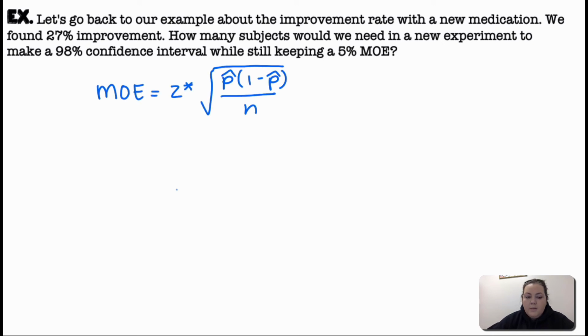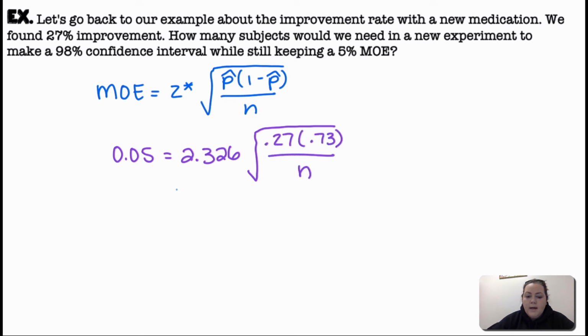So I'm going to fill in the pieces here. The margin of error needs to be 5%, so 0.05. Z star at 98%, I would have to use my calculator to do an inverse norm or use a table to find that z star for 98%. I know that p hat is 0.27 and 1 minus p hat is 0.73. I don't know n. So now I'm going to do some algebra to solve for that n. I'm going to show you all the steps just because we don't do algebra that much in this class, in case you've forgotten.